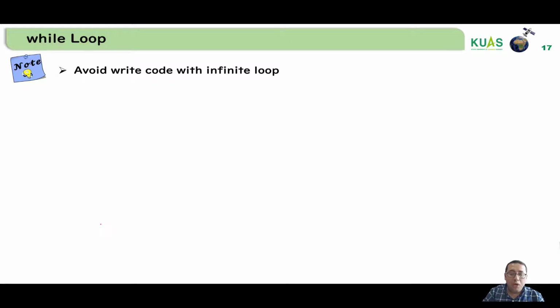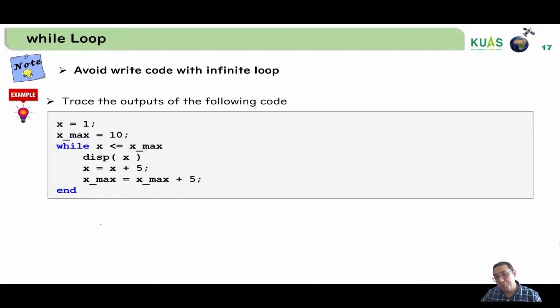One of the major problems that could happen with a while loop, because we don't know how many iterations we are going to loop for, is that we can loop forever. We can write a code which loops forever and this will cause a problem. So try to avoid doing that. Let's take an example of an infinite loop. For example, trace the following code.